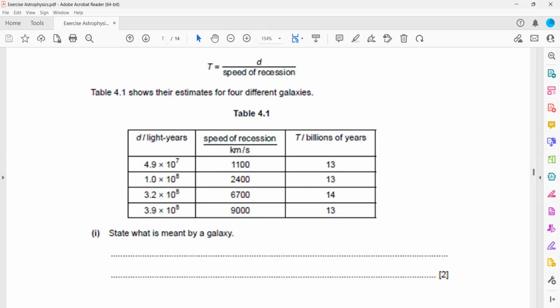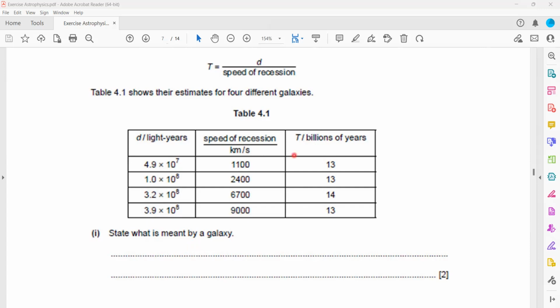What is meant by a galaxy? So what is the definition of a galaxy? A galaxy is a collection of billions of stars. Why is it 2 marks? 1 mark is for mentioning collection. 1 mark is for mentioning billions of stars.